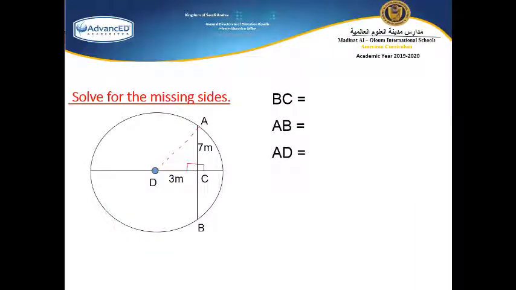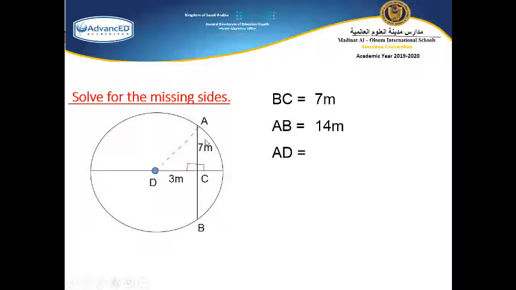Let's solve another example. Here we have the diameter, as you see, or this distance DC, perpendicular to the chord AB. According to our theorem, it is the perpendicular bisector of chord AB. That means AC equals CB, and CB equals 7 meters. How to find AB? Since C is the midpoint and AC equals CB, the whole length of AB is 14.